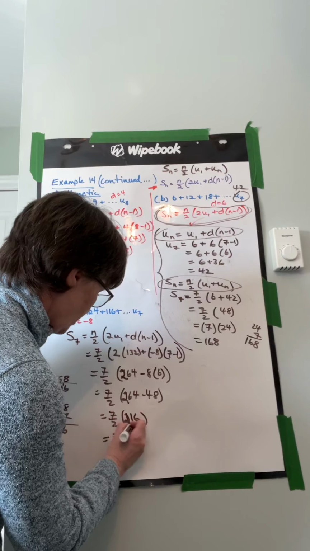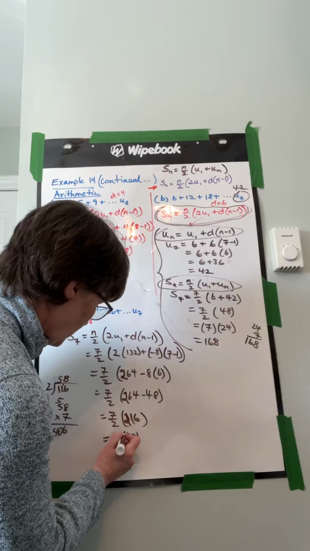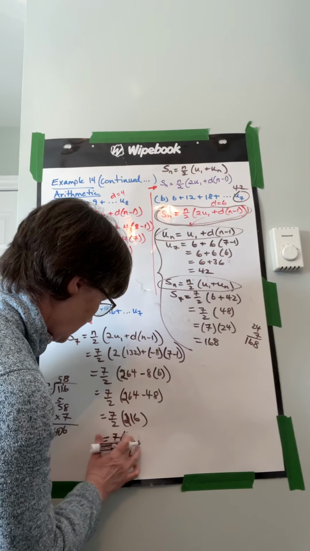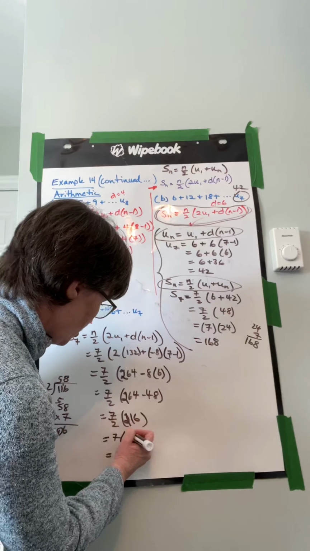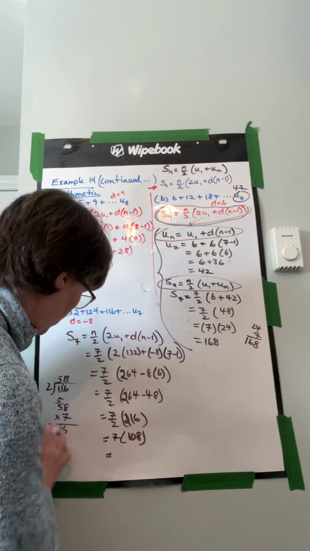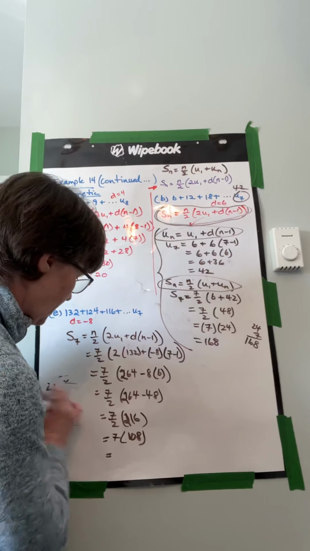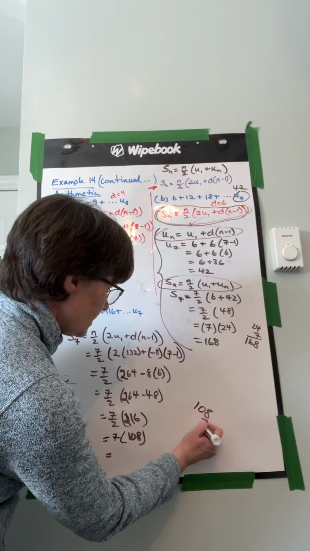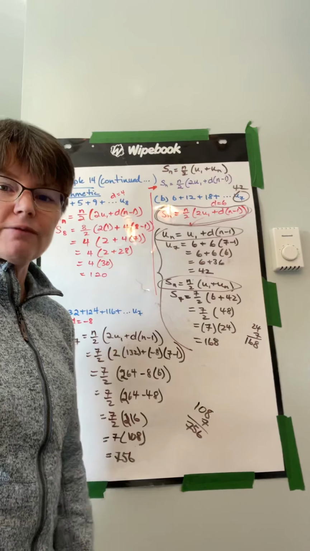264, which makes this 216, which makes this, I divided that by 2, which is 108, and then we'll have to multiply 108 by 7, 56, 756. Is that what I said the answer was? Yes, it is. Okay, so there's your 3 arithmetic sum of a series.